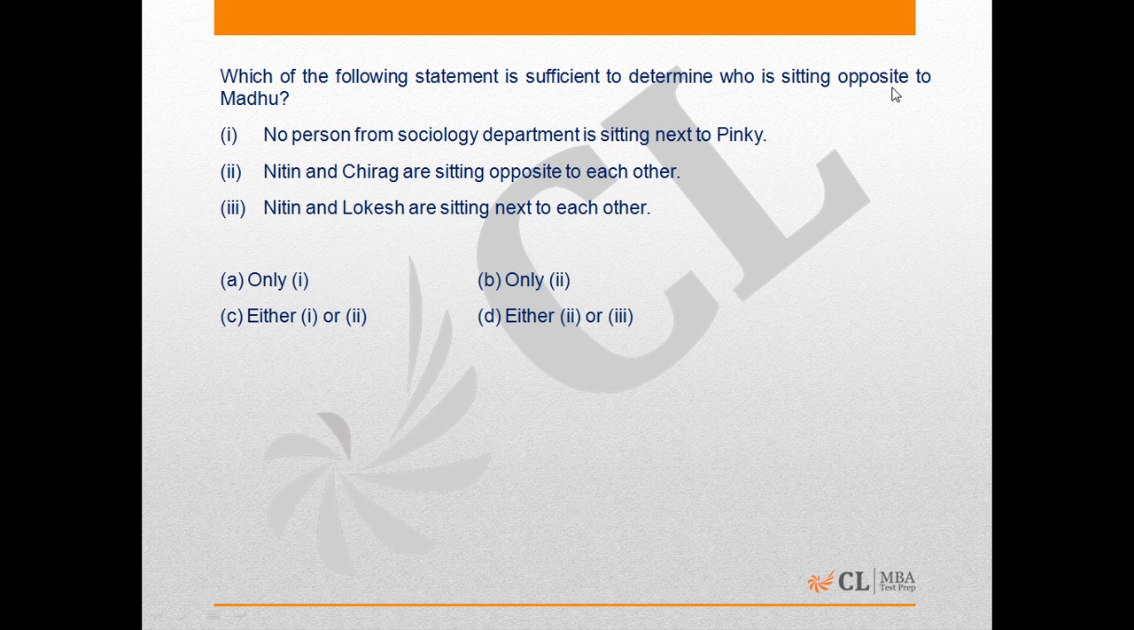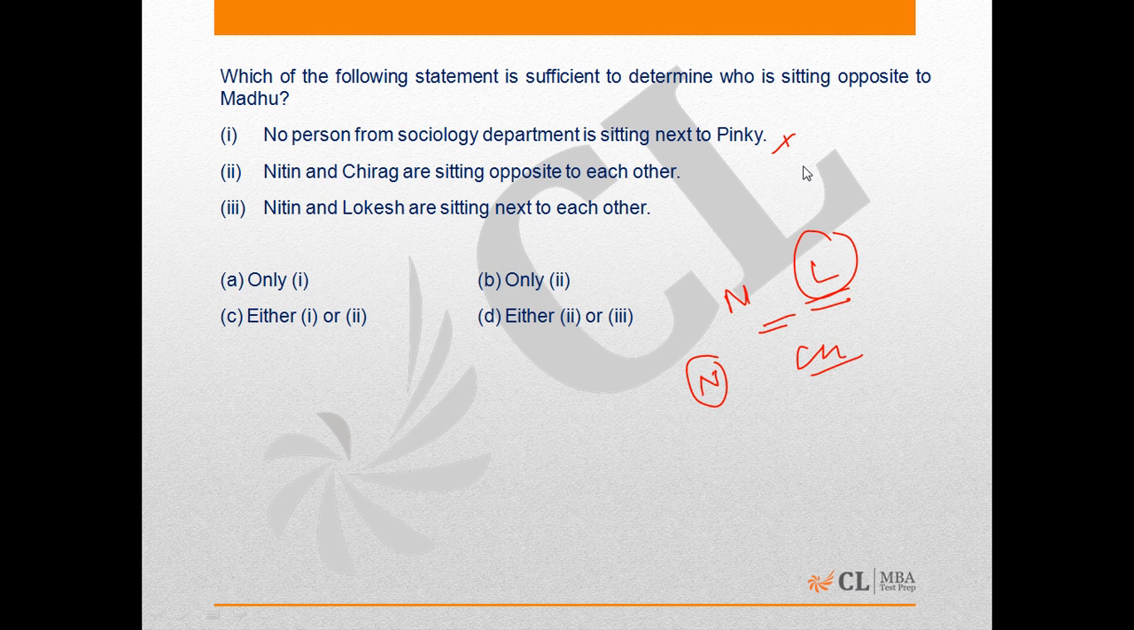Let's consider the first statement. In the first statement, it is given that no person from the sociology department is sitting next to Pinky, which means the persons who are sitting next to Pinky could be Nitin or Lokesh, and therefore the person opposite to Madhu could be one of the two persons, one out of Nitin and Lokesh and the other Chirag. Therefore, this statement is not sufficient to answer the question.